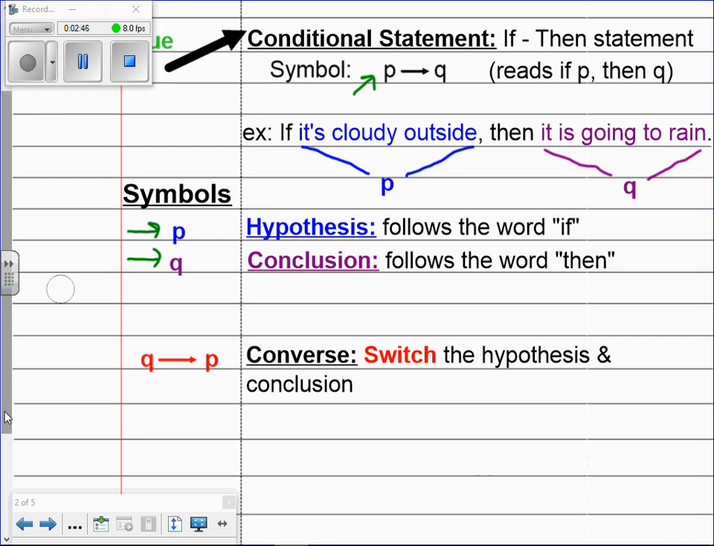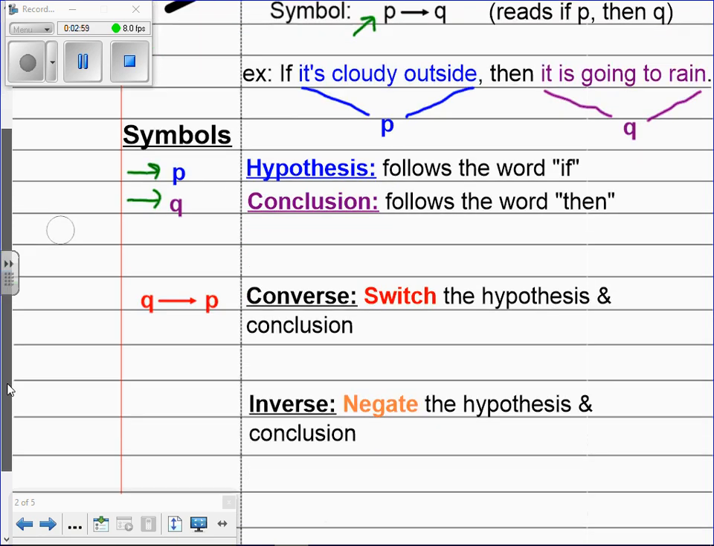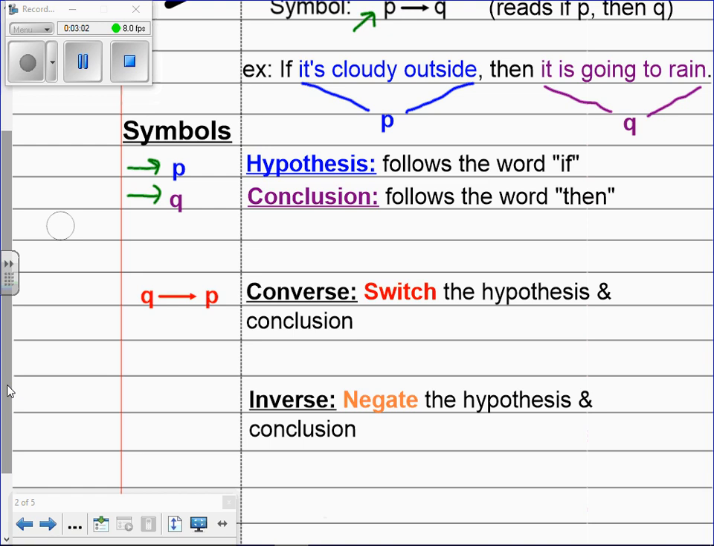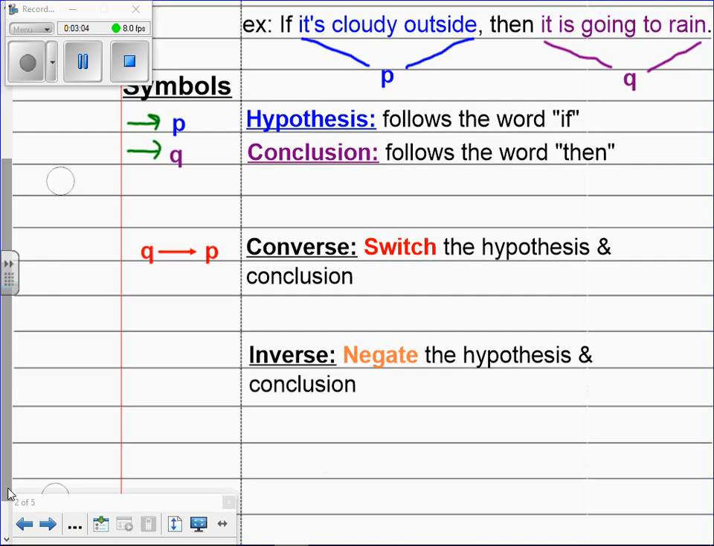Okay? And then the next one we're going to talk about, another way to alter a conditional statement, would be the inverse. And the inverse means to negate the hypothesis and conclusion. So when I say negate, what I'm saying is to make it not or the opposite. Okay? And so here is the symbol that means not or the opposite. So in this one, I haven't switched the order of the original conditional statement. I'm just negating both pieces. So the symbols for inverse looks like not P, then not Q. Okay, so it has that little symbol out front.